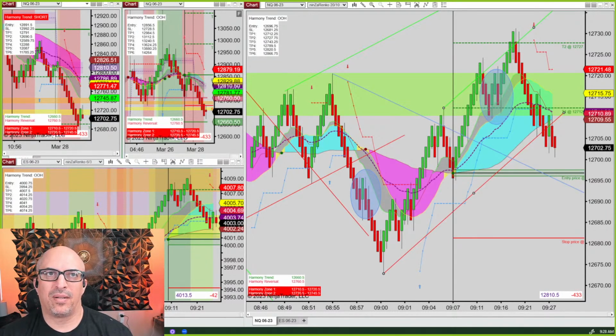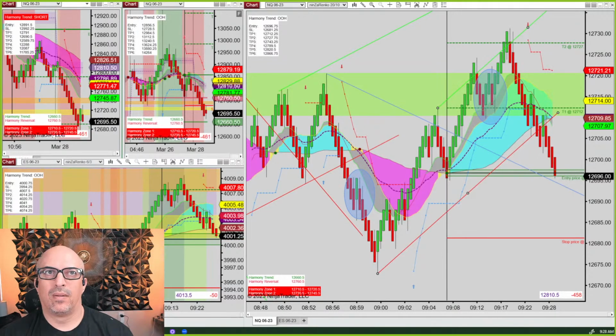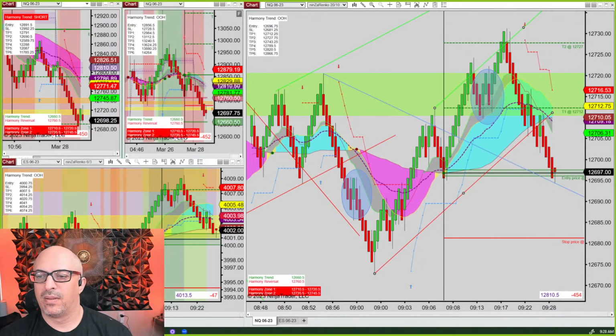You break anything under 02 and a quarter, you're going to start drifting toward 4,000, and that's going to have an impact on NQ below 700. Here it comes.